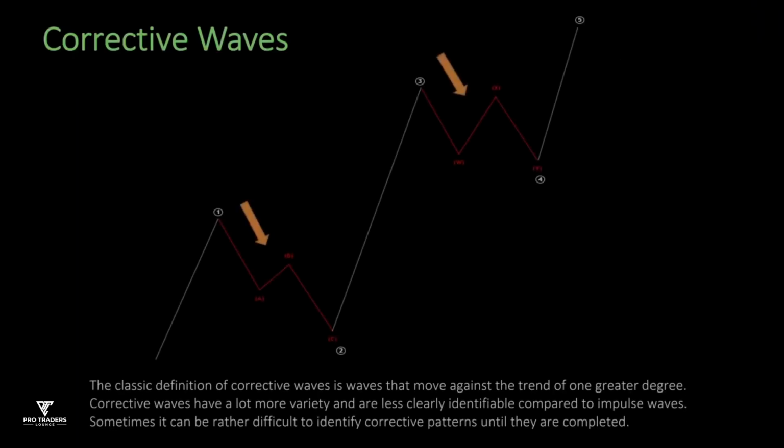Firstly, the classic definition of corrective waves is waves that move against a trend of one greater degree. Corrective waves have a lot more variety and are less clearly identifiable compared to impulse waves. Sometimes it can be rather difficult to identify corrective patterns until they are completed.